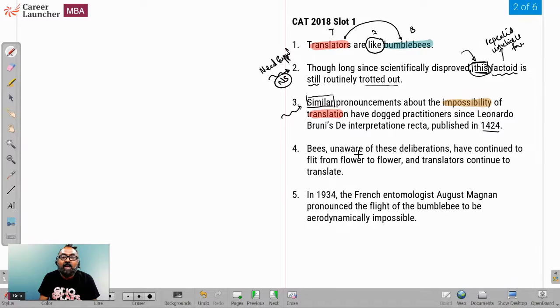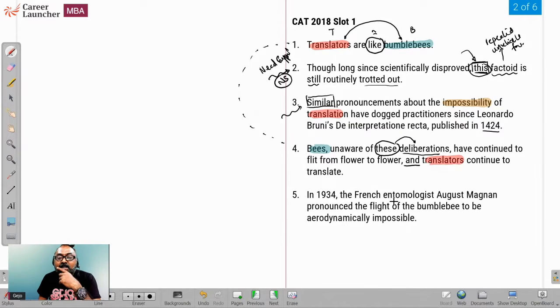Bees, unaware of these deliberations, continued to go flower to flower. So we have got repetition of that word, which is bees. Okay, bumblebees or bees, unaware of these deliberations. What are the deliberations? What are the discussions? Some debates. They are unaware of this debate, and have continued to flit from flower to flower. And then we have this sentence which says translators continue to translate. So in one way this is linked to this, saying that look, translators are like bumblebees. In what way are they like bumblebees? So there are some deliberations happening, but both don't care. The bees continue to do what they do, and translators continue to do so.